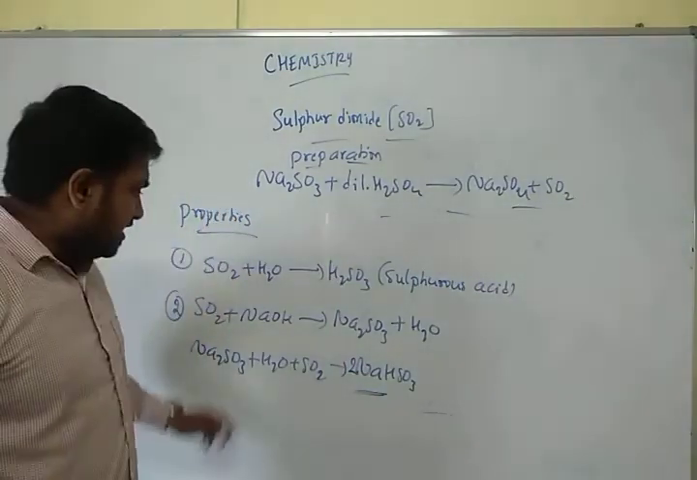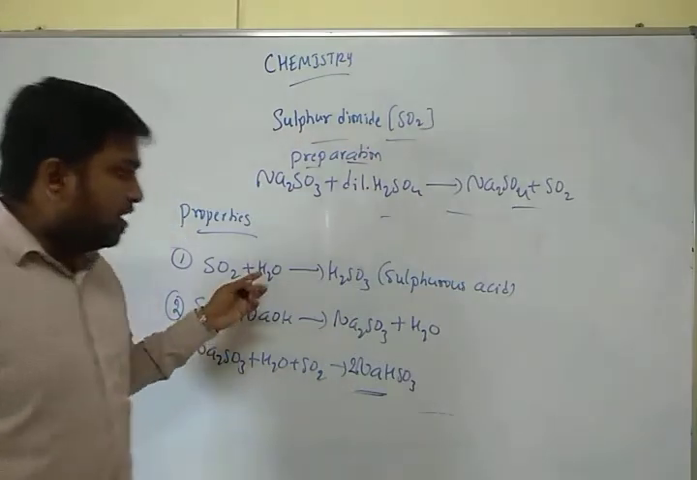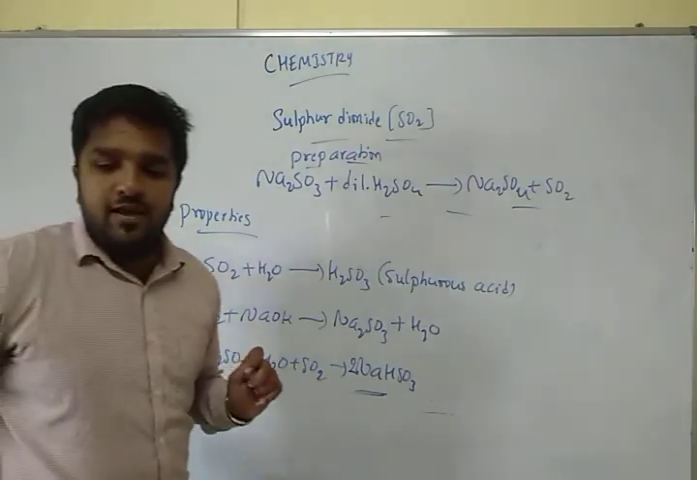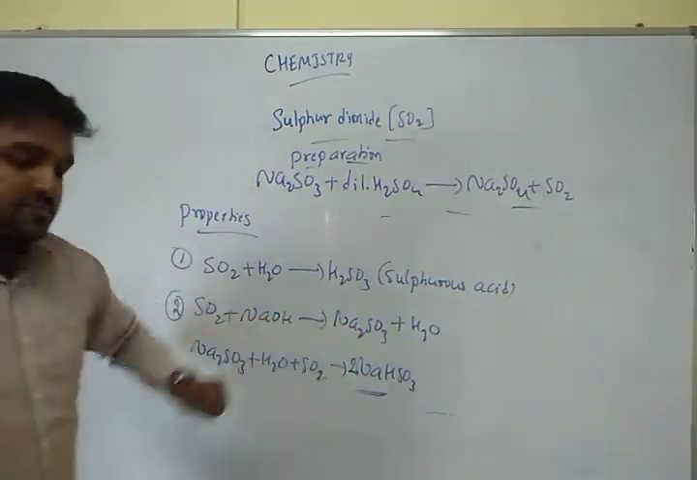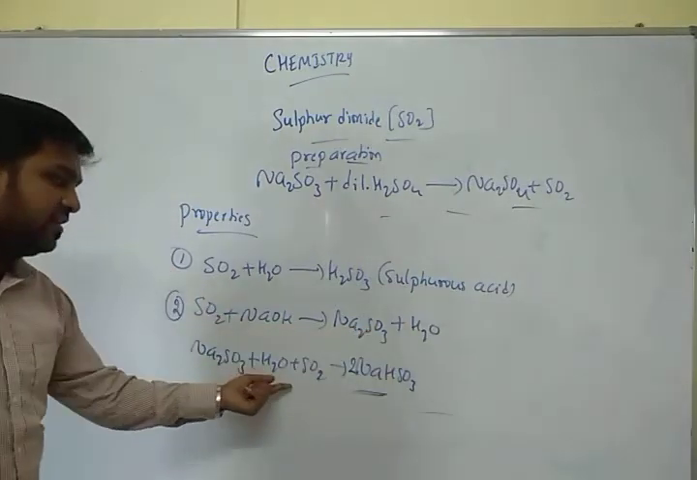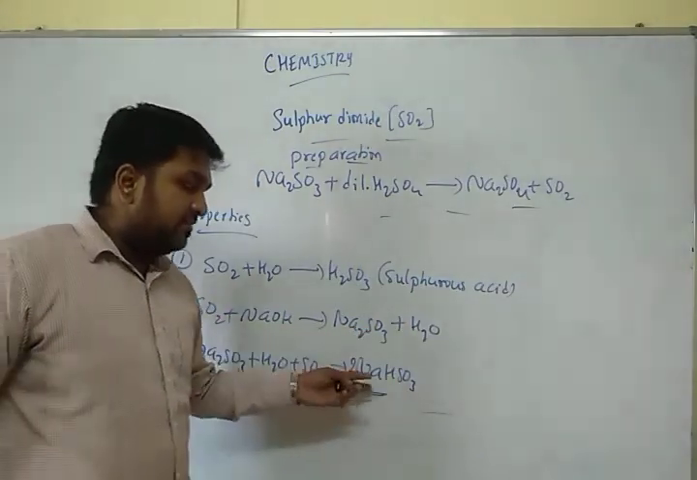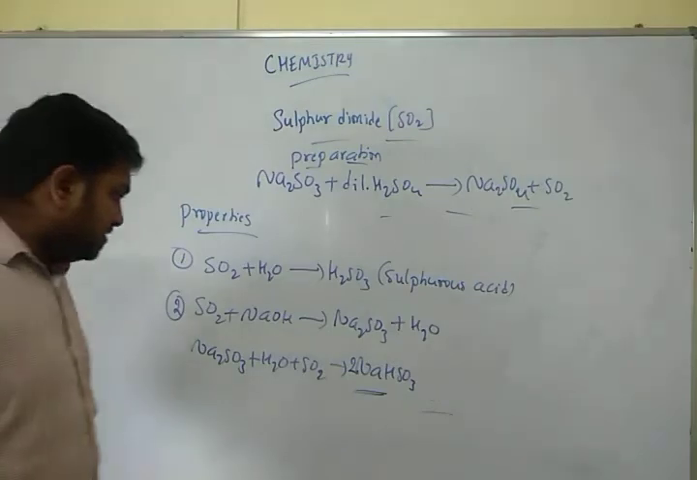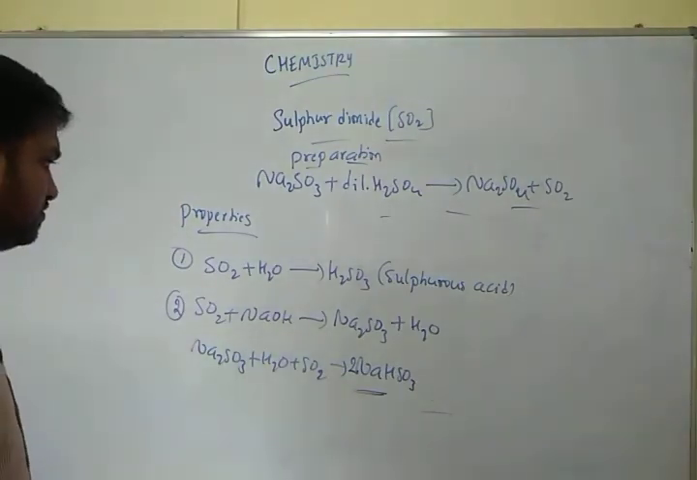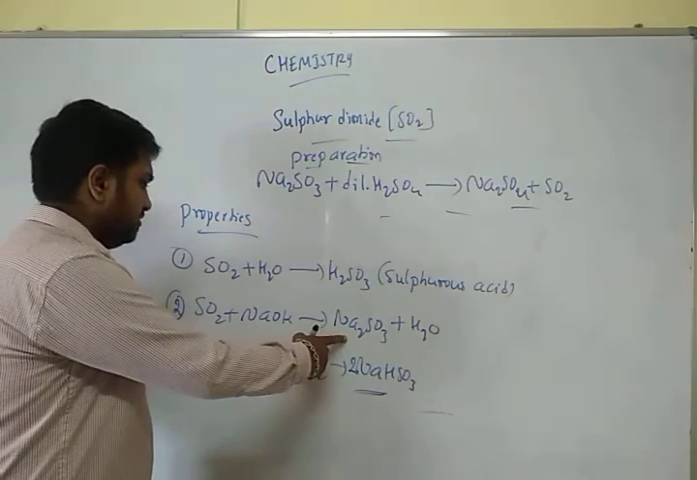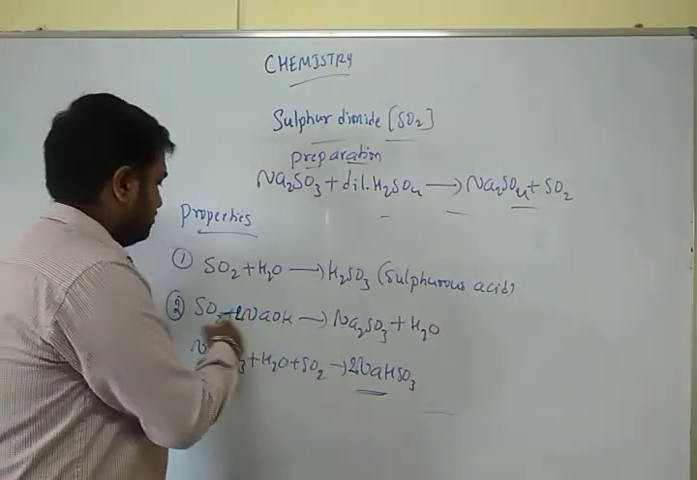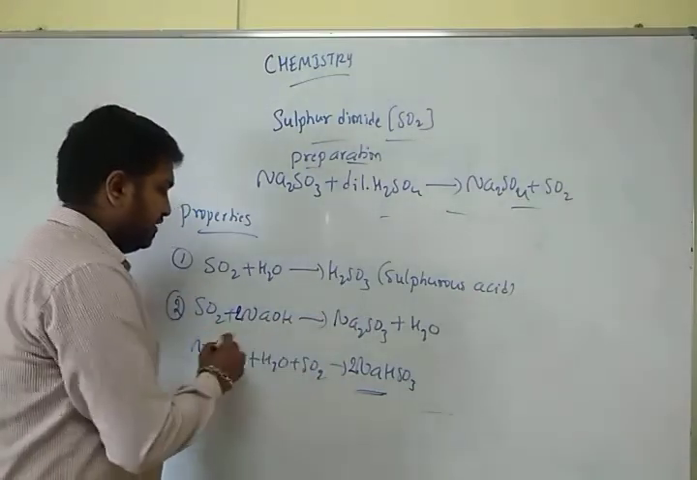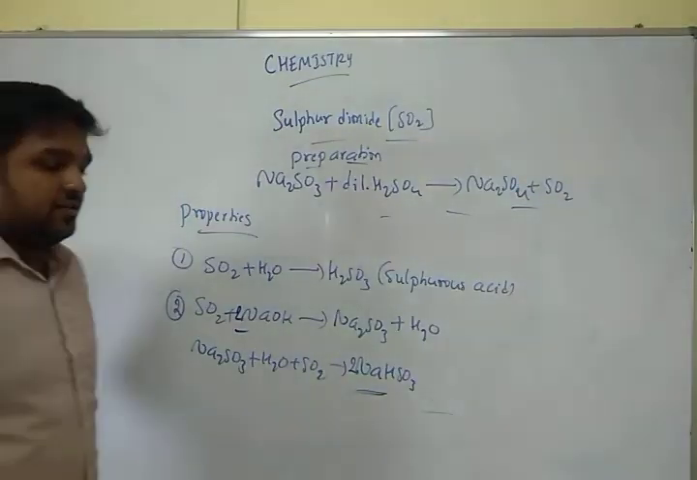So when sulfur dioxide is treated with water, it forms an acid. When the same sulfur dioxide is treated with a base, that is sodium hydroxide, it forms sodium sulfite. When it further reacts with SO2, it forms sodium bisulfite. Let us look at the balanced equations. The second one is balanced: sodium is 2 over here, so write 2 over here too. It is balanced now. Clear? So this is the reaction with acid and a base.